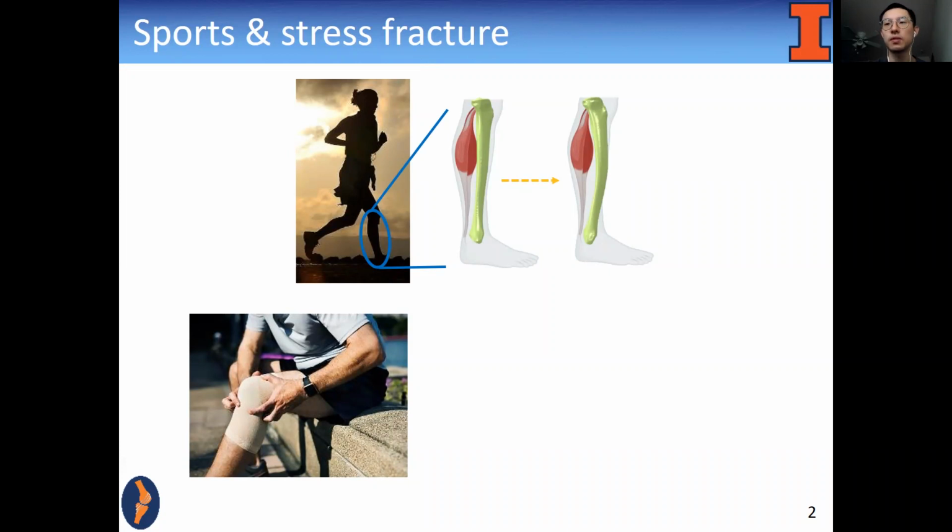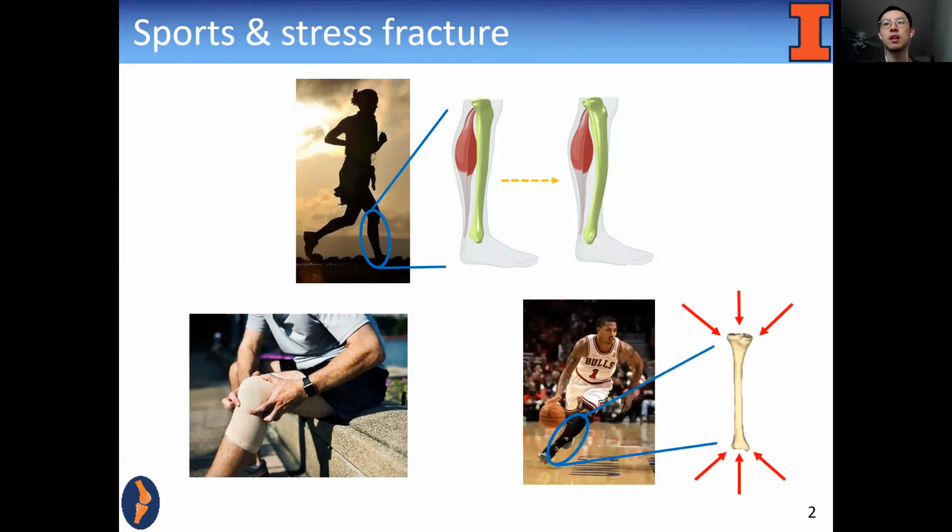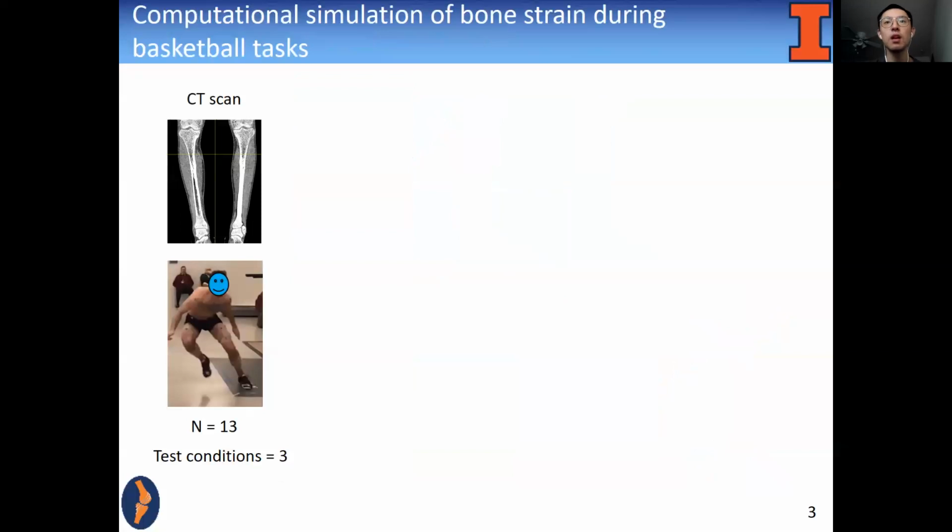Not always. Therefore, the goal of our study is to investigate the load and strain distribution on the tibial bone during multiple basketball movements. In our study, we recruited 13 college-level basketball players to perform several common basketball movements, including sprinting, jumping, lateral shuffling, and etc.